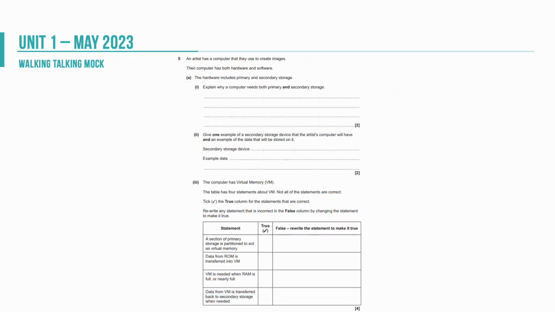We're then asked about an artist who's got a computer that they use to create images. Their computer has both hardware and software. The hardware includes primary and secondary storage. Can you explain why we need both?